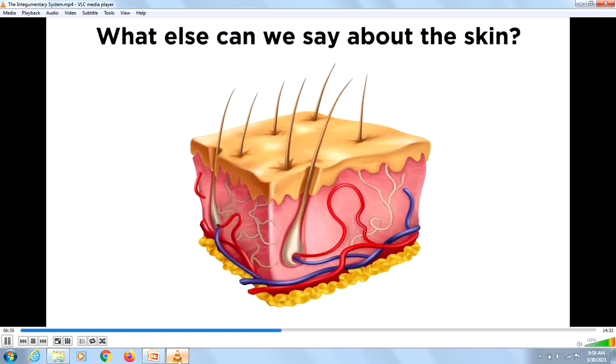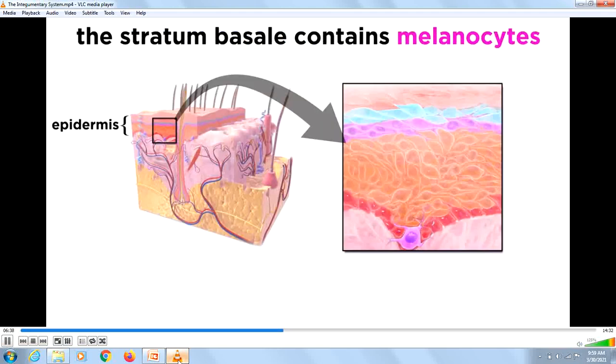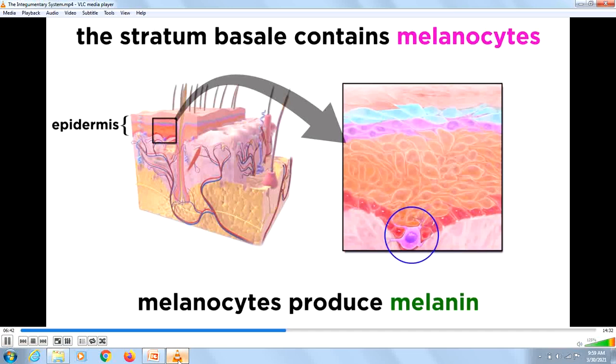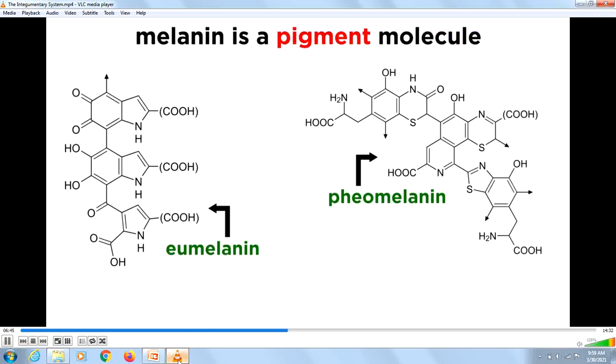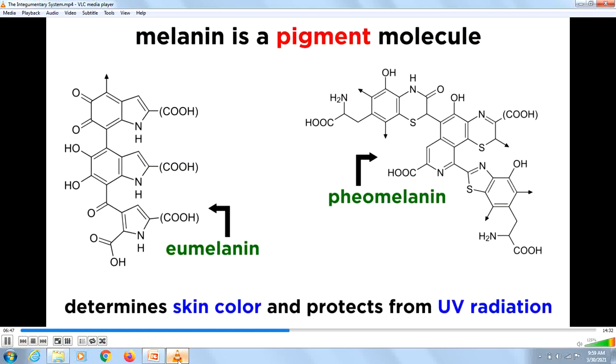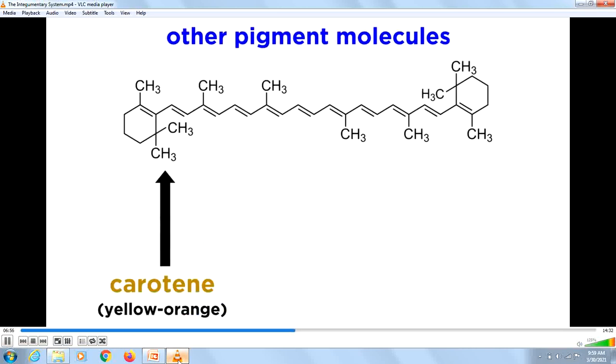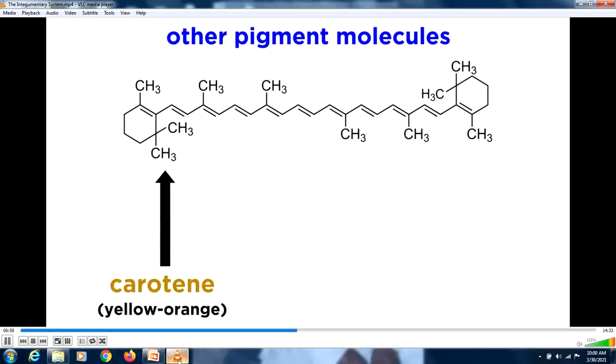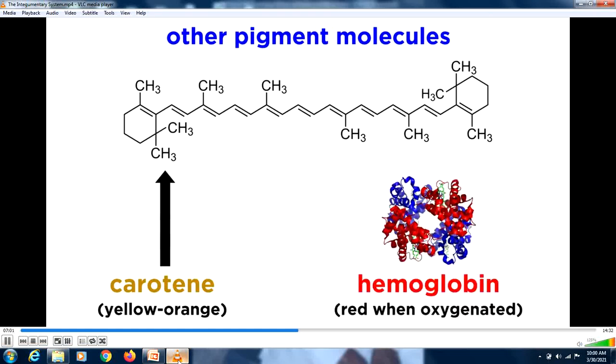What else can we say about the skin? We mentioned that the Stratum Basale also contains melanocytes, which produce melanin. This is a pigment molecule, and this is one of the components of the skin that determines its color and protects the skin from ultraviolet radiation. The other pigments responsible for skin color are keratin, which is yellow-orange, and hemoglobin, which is red when oxygenated. We will discuss this molecule in more depth later in the series.